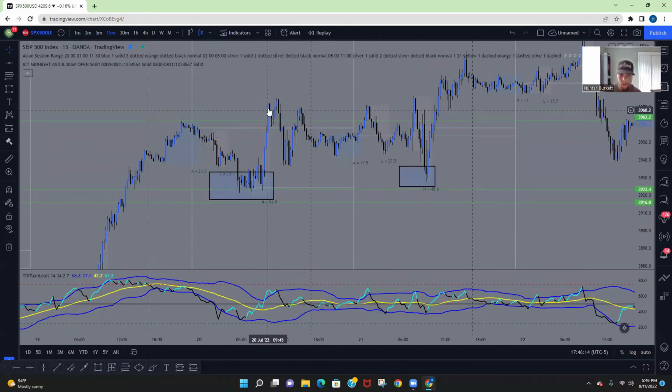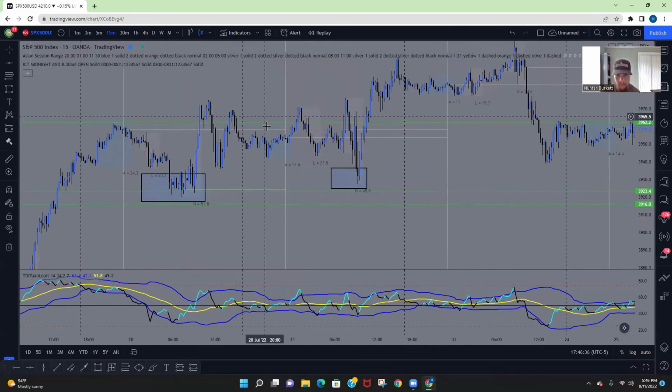But look, we rose, we took out liquidity, we broke structure, we pulled back into what? Imbalance. We still know our direction. We know our daily bias is up. So buying in this market at discounted prices is fair game all day long. So let's move on. Accumulation, accumulation. You want to be below.